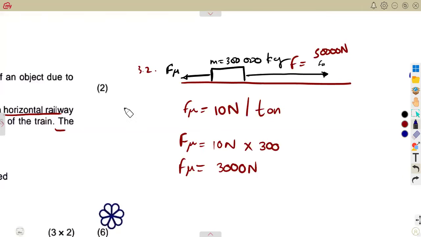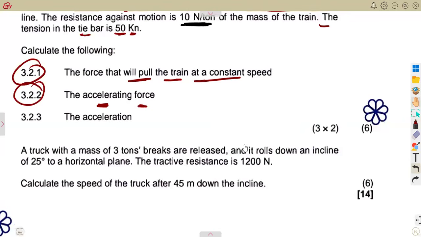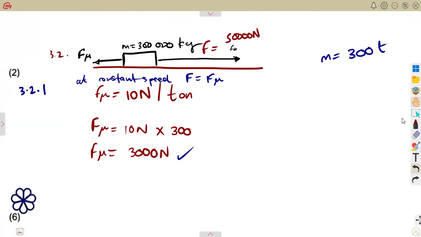So we have already answered these, those 3.21. At constant speed, remember, we are not going to use this force, we use the frictional force. If you're using the frictional force, we have already calculated our frictional force there. Remember the force per ton that you're given there. Then the accelerating force. Remember from the MA formula, mass times acceleration, it states that our FA is supposed to work with the substitution part.